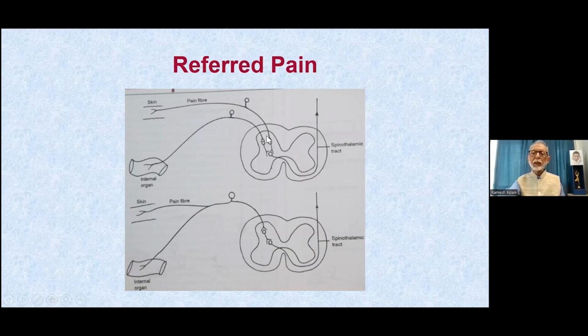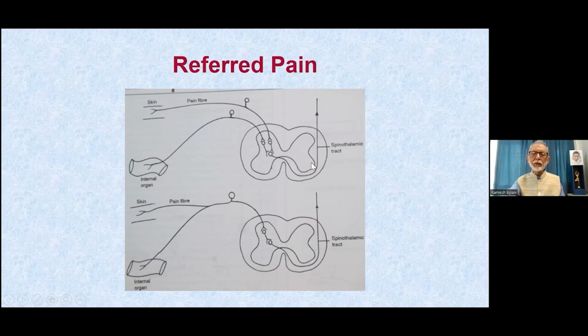Now, the result is that it's in the same area, and when the pain goes up, we interpret it as if it's coming from the skin because it is coming from the same part of the spinal cord. The region stimulated in the spinal cord is the same. And normally we get painful stimuli from the skin, not from the appendix. So the interpretation is as if it is coming from the skin.